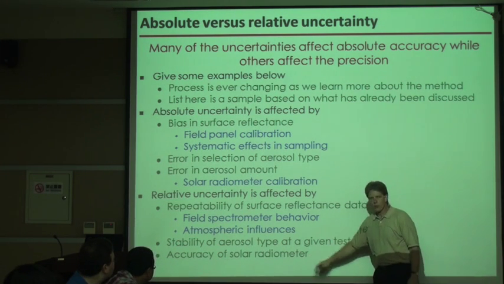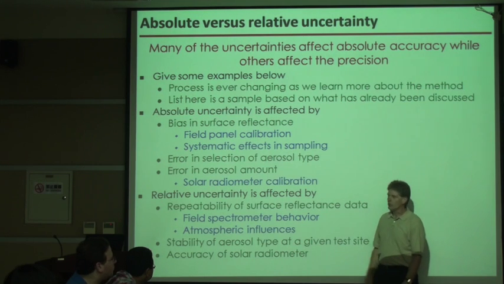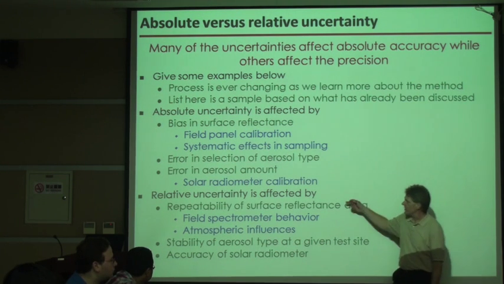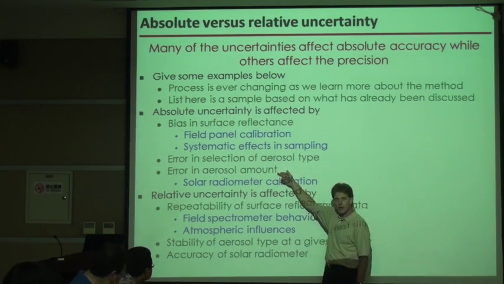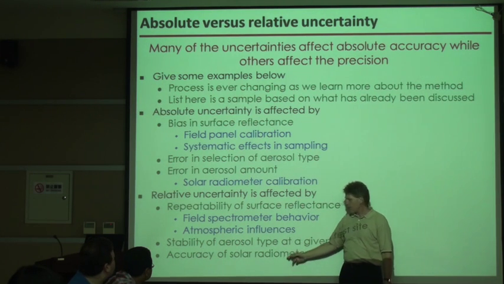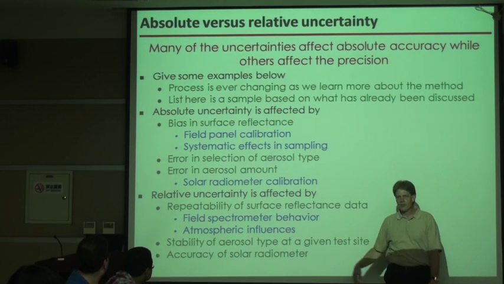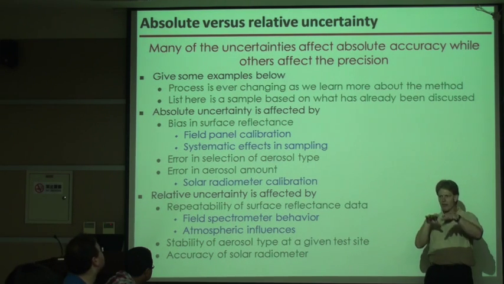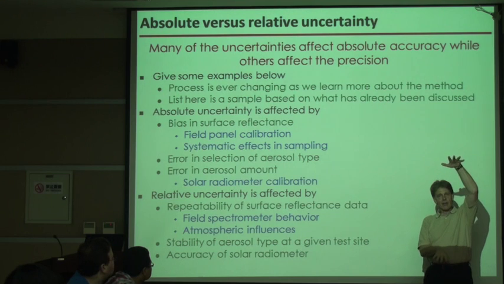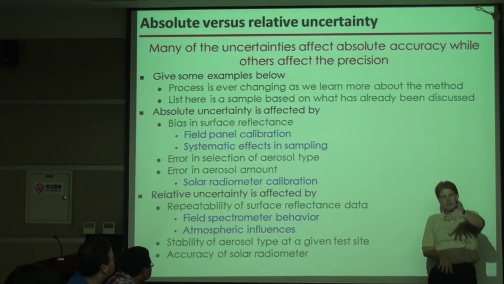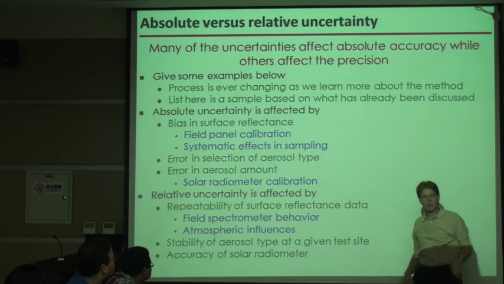And then the accuracy of the solar radiometer feeds back up into the solar radiometer calibration, which then feeds up into the aerosol amount, which here is an absolute, but down here becomes a relative one. So if I'm constantly changing the calibration of the solar radiometer by 2 or 3%, now I'm going to get larger scatter. It may not be moving up and down because it's random, but most of us really don't like to see that big scatter about some data point.